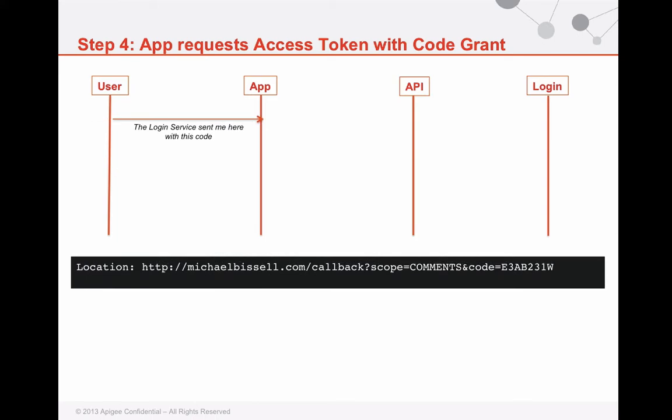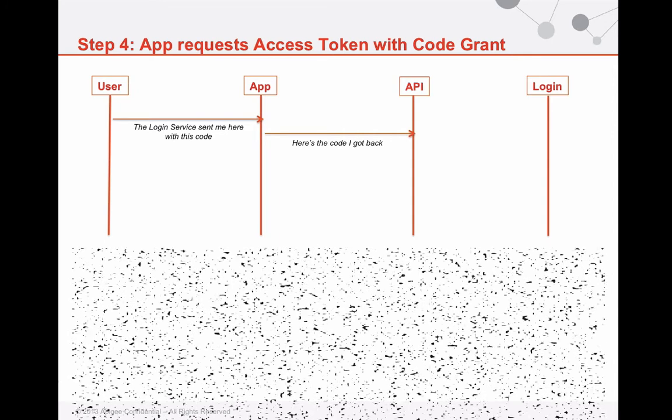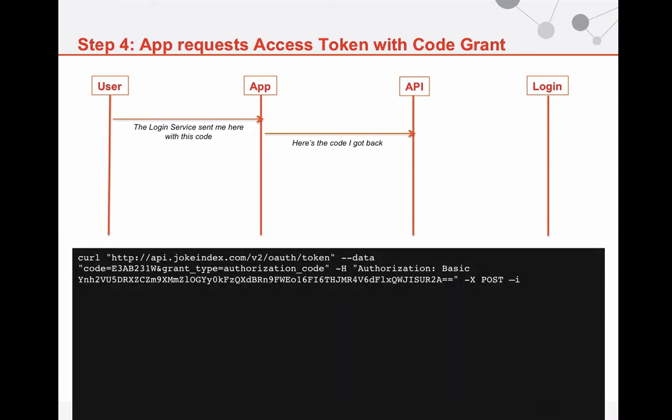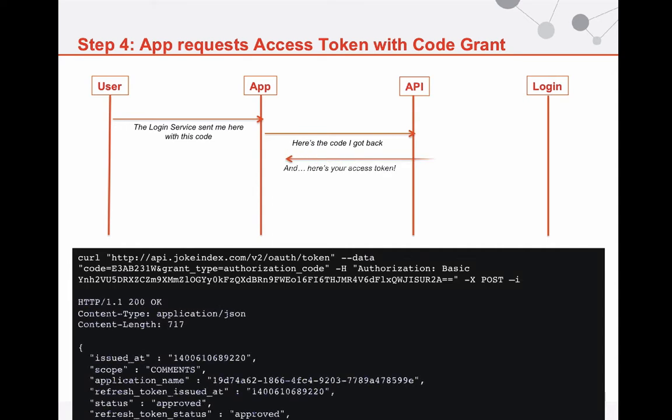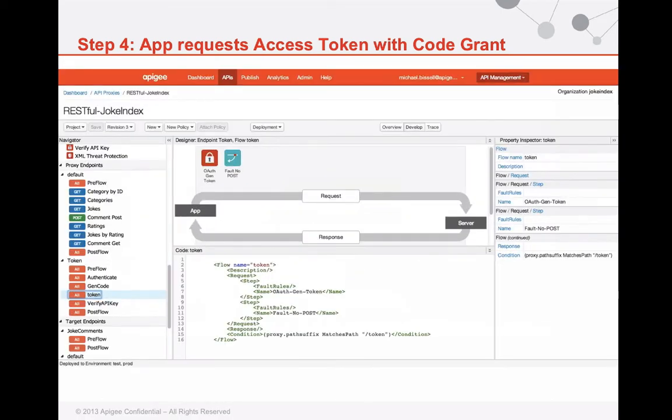So the user gets this redirect URL back from the login page. Betty Lou gets this from www.chokeindex.com and goes to michaelbissell.com/callback. Michaelbissell.com then takes that code, that E3AB that you see there, and passes that along to api.chokeindex.com. Now we're just doing standard token generation. This is just like we did in Apigee Learn, where we did client credentials grants or password grants. We're doing another kind of grant here. And then once that grant is completed, you get the codes back.